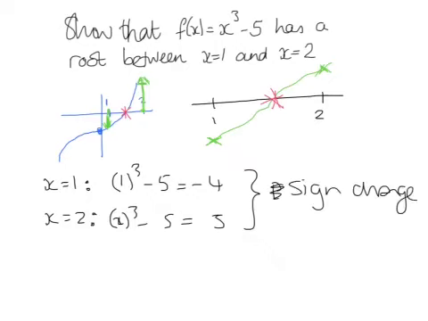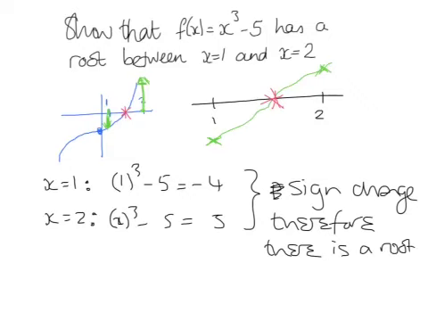And therefore there is a root between, and this is what you have to write for the exam: there is a sign change, therefore there is a root between x is 1 and x is 2. So somewhere between there and there's a root. Easy, right?